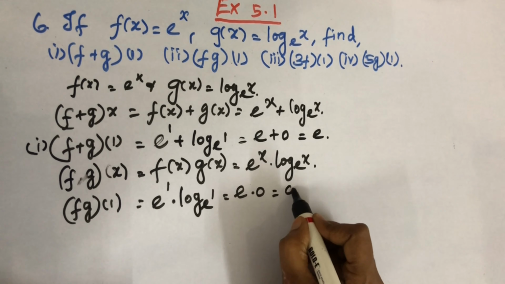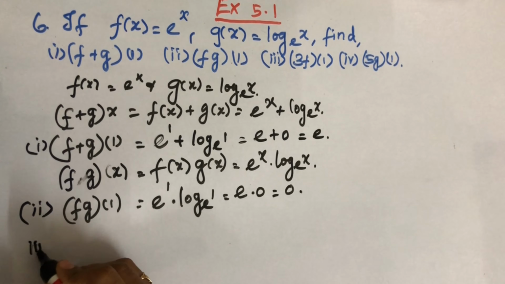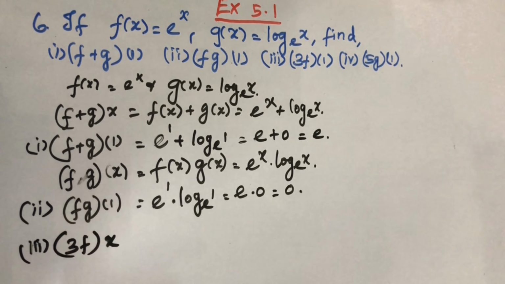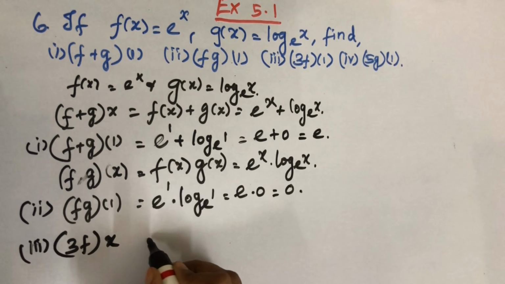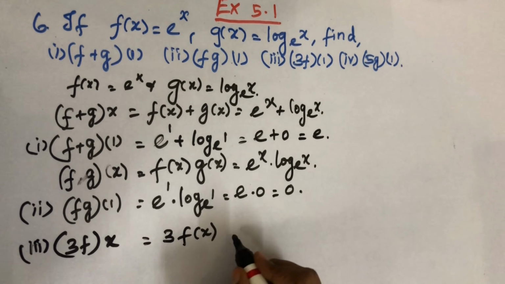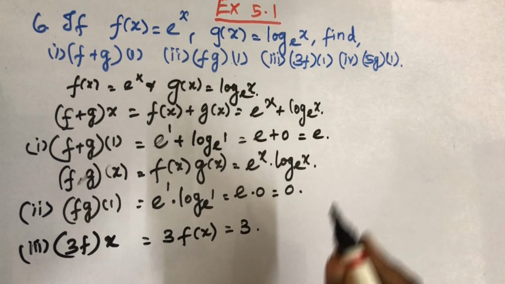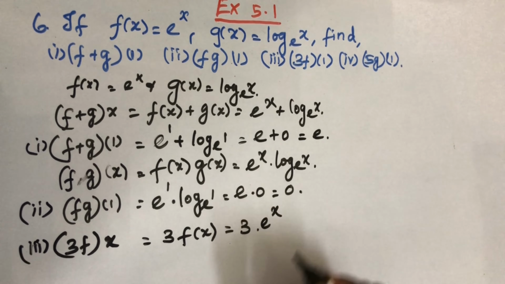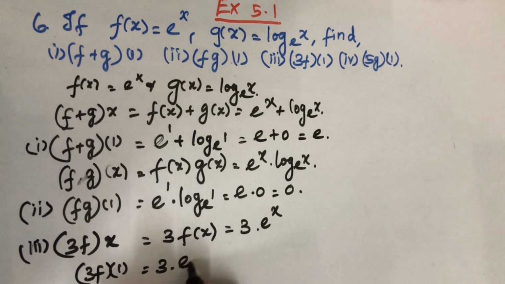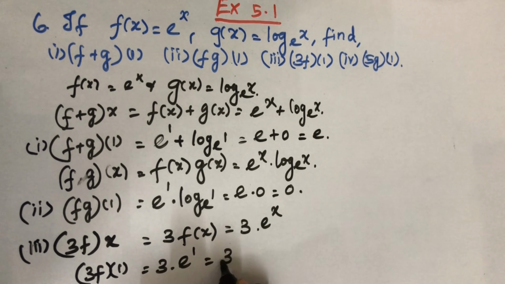Third one, (3f) of x. 3f of x, a scalar multiplication. That is 3 into f of x. That is 3 into, what is our f? E power x. So, 3f of 1 is 3 into e power 1, that is equal to 3e.